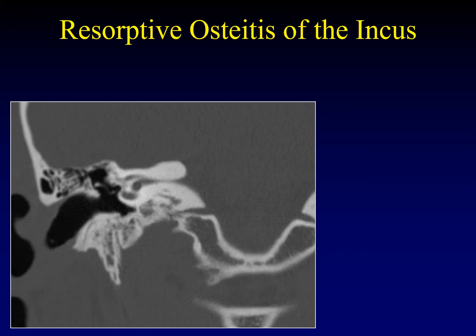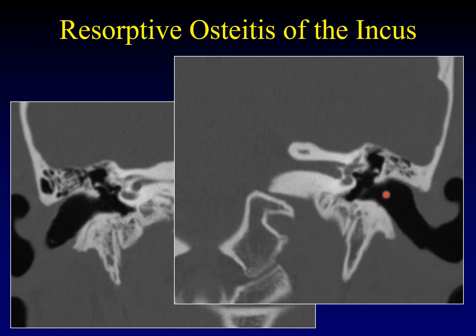You're going to see this on a coronal image like this one. Here's a coronal image in a normal patient. You can see the long process of the incus coming down. You can see the head of the stapes coming out, and there's our incudostapedial joint right there. That's what it's supposed to look like.